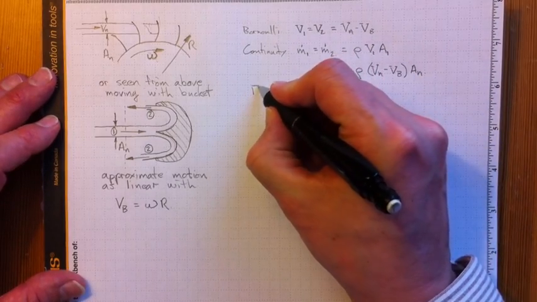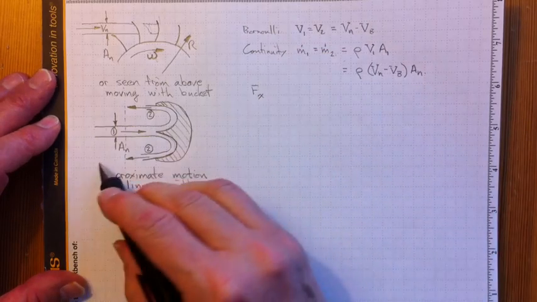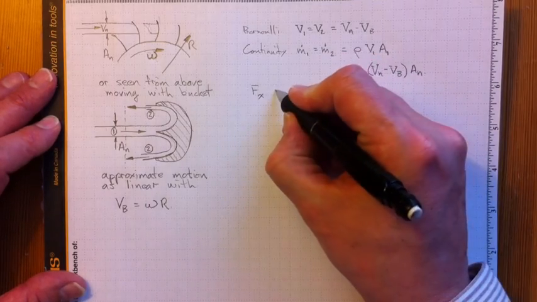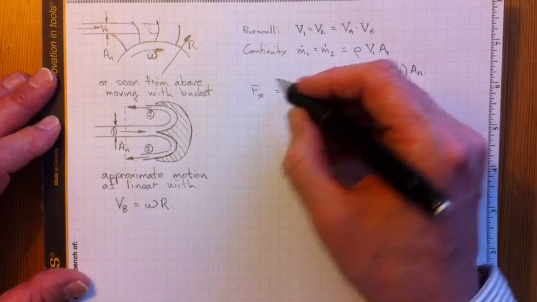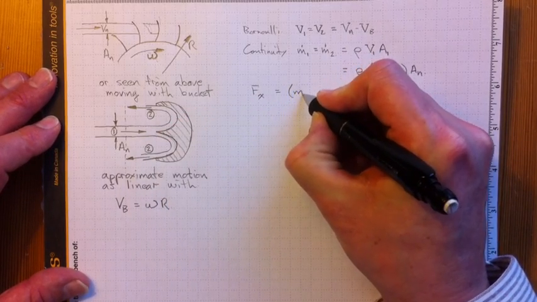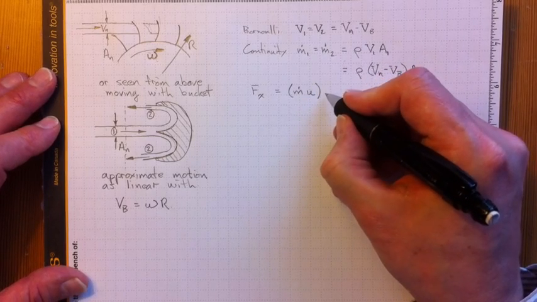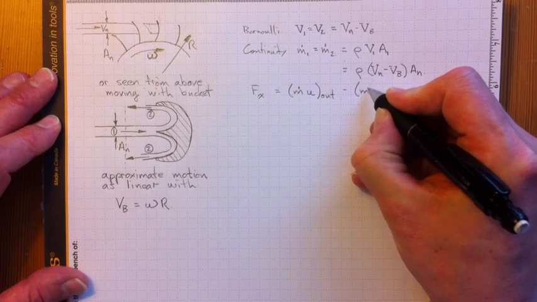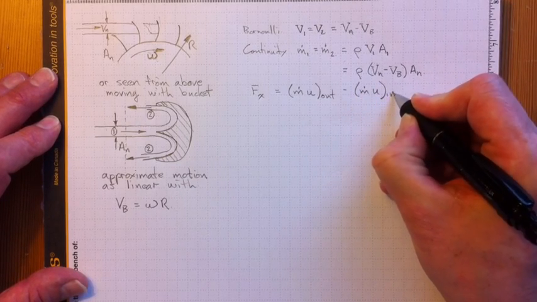So the force acting on the fluid in the x direction from this single blade, from a momentum balance, with no pressure forces and no other forces other than the force of the blade acting on the water, is m dot times u, the component in the x direction, out, minus m dot times u, the component in the x direction, going in.